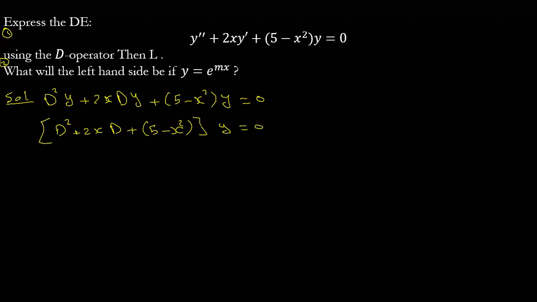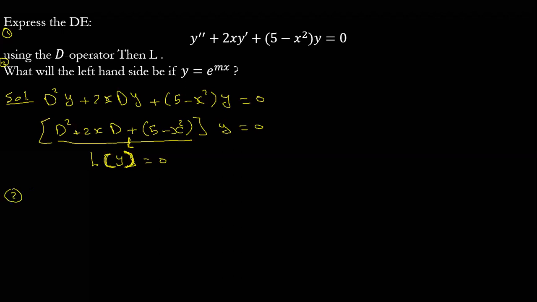Now, students will ask, Professor, did you take the y as a common factor? Actually, I didn't take it, but you can take y as a common factor. Now, all those are my L. So here I have L of y equals 0. Let me write the bracket like this. It's better. L of y is equal to 0. Any question about the first question? We wrote the D and L operator. So all those are L.